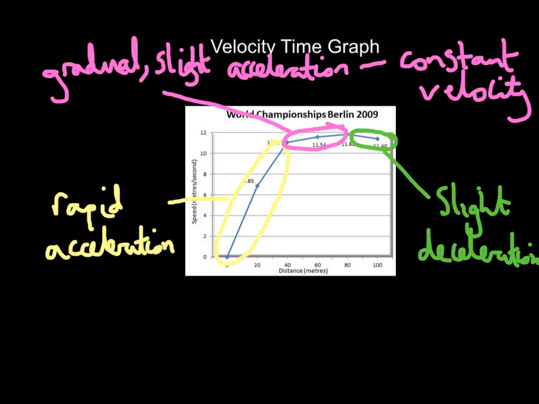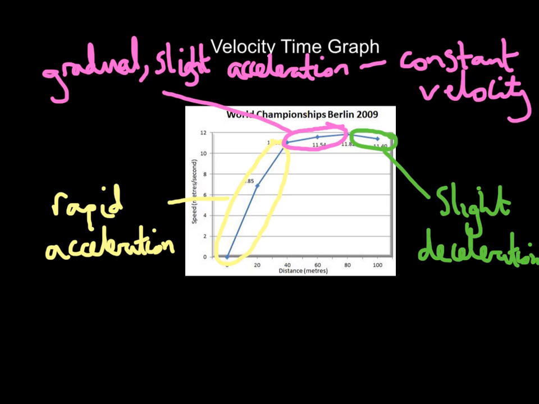So this is a velocity time graph showing how velocity changes over the course of a 100-metre race for a sprinter, and how it fits in with those four forces that we spoke about: gravity, ground reaction, air resistance and friction.